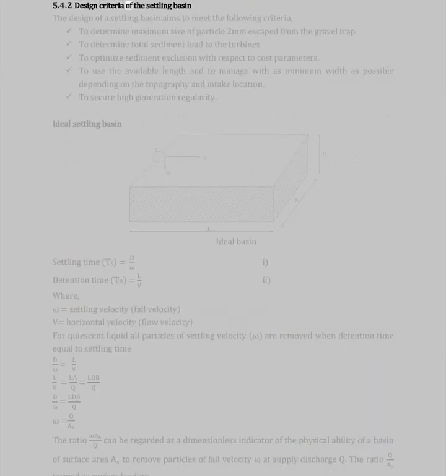5.4.2 Design criteria of the settling basin. The design of a settling basin aims to meet the following criteria: to determine the maximum size of particle, 2 mm, escaped from the gravel trap, to determine total sediment load to the turbines, to optimize sediment exclusion with respect to cost parameters, to use the available length, and to manage with as minimum width as possible depending on the topography and intake location, and to secure high generation regularity.